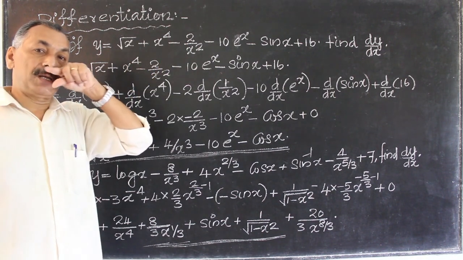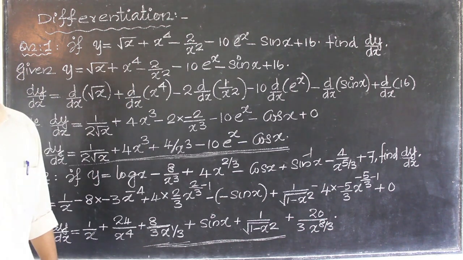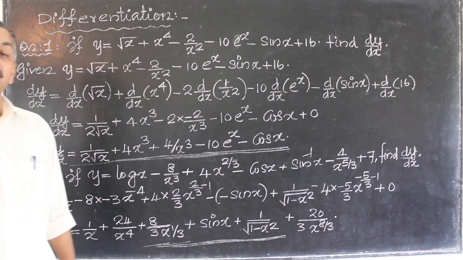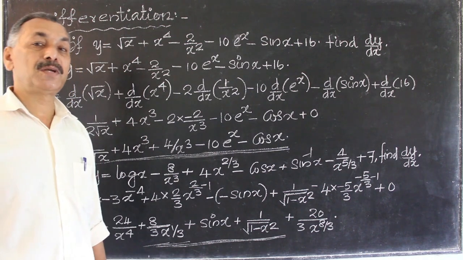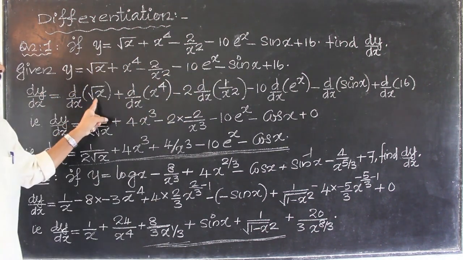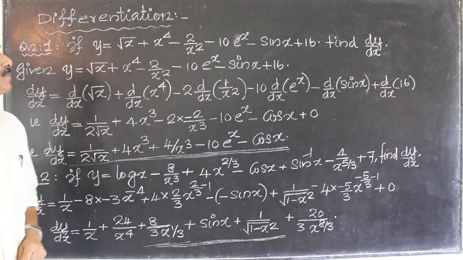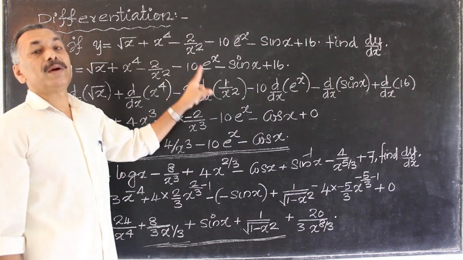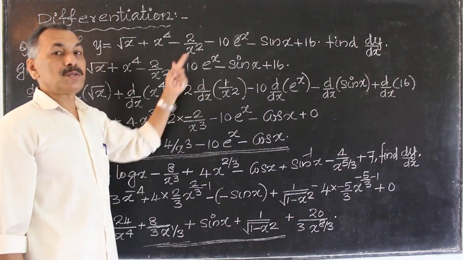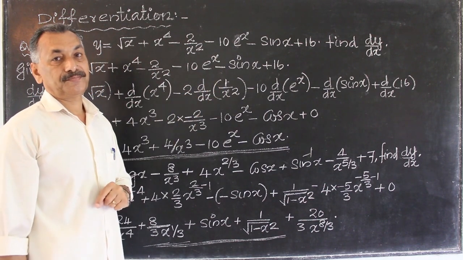The derivative of f of x plus g of x is equal to the derivative of fx plus the derivative of gx. In u plus v plus w, all differentiated, it is du by dx plus dv by dx plus dw by dx. Then the derivative of the right hand side means the derivative of root x plus d by dx of x raised to 4 minus the derivative of 2 by x square. This 2 is a constant outside, minus 2 into the derivative of 1 by x square.